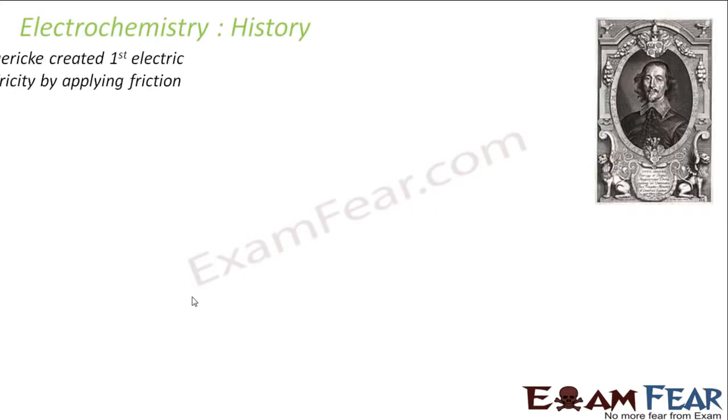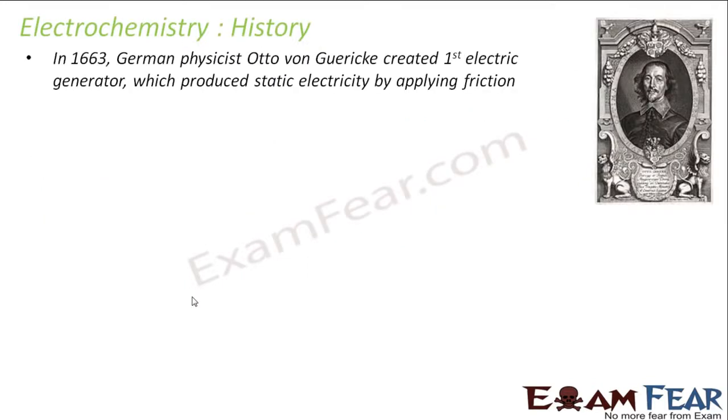So it started in 1663. A German physicist created the first electric generator, and it was based on friction. Before 1663 there was no electricity at all, right? In 1663, this German physicist Otto von Guericke created an electric generator, and it produced static current by applying friction.